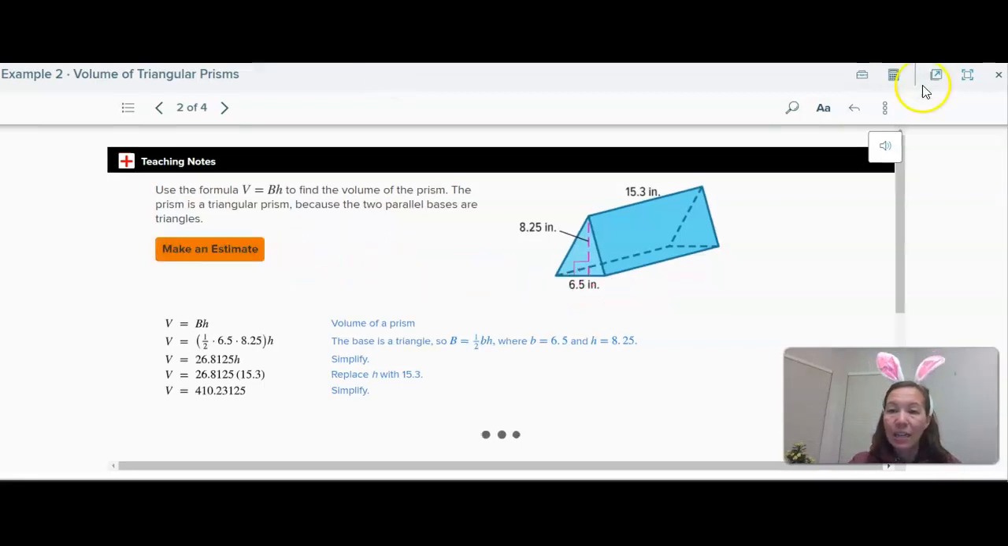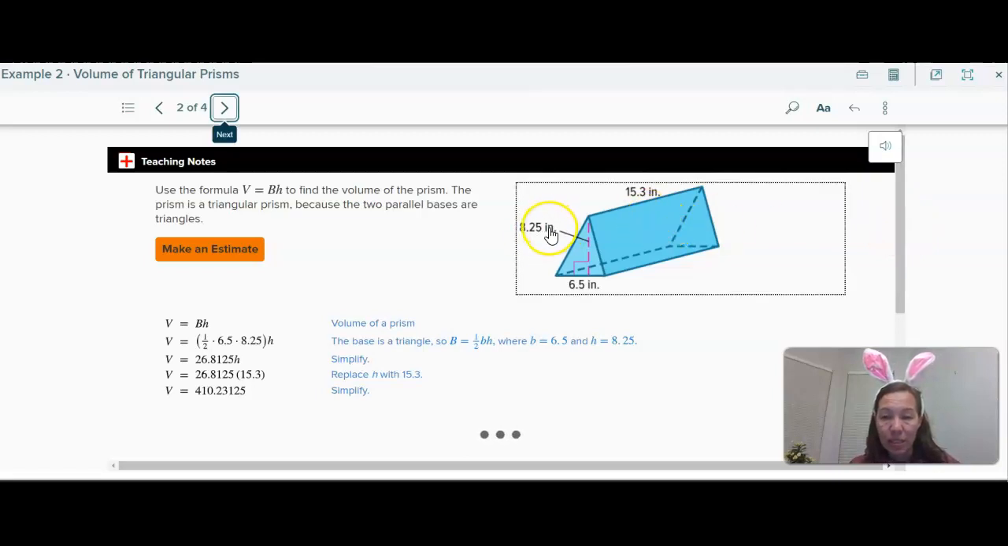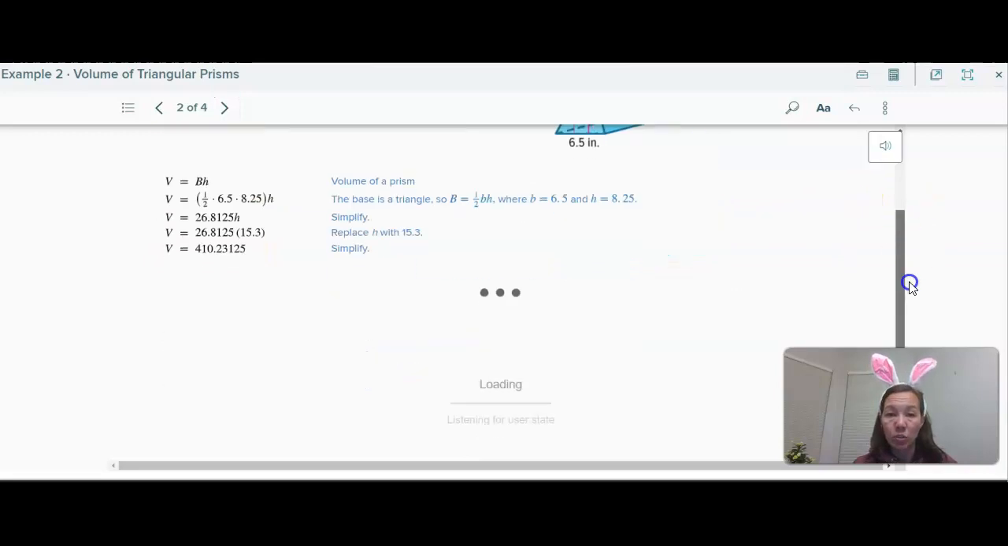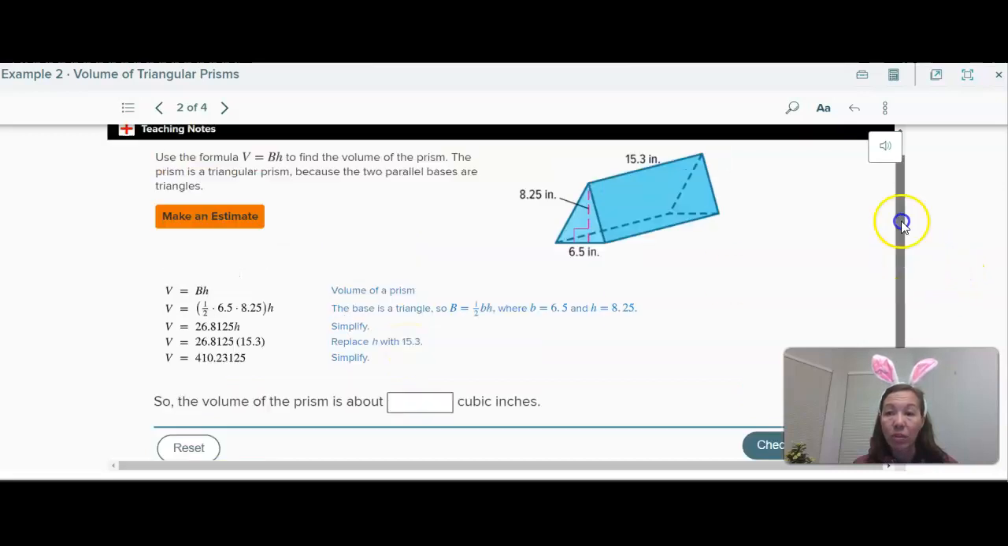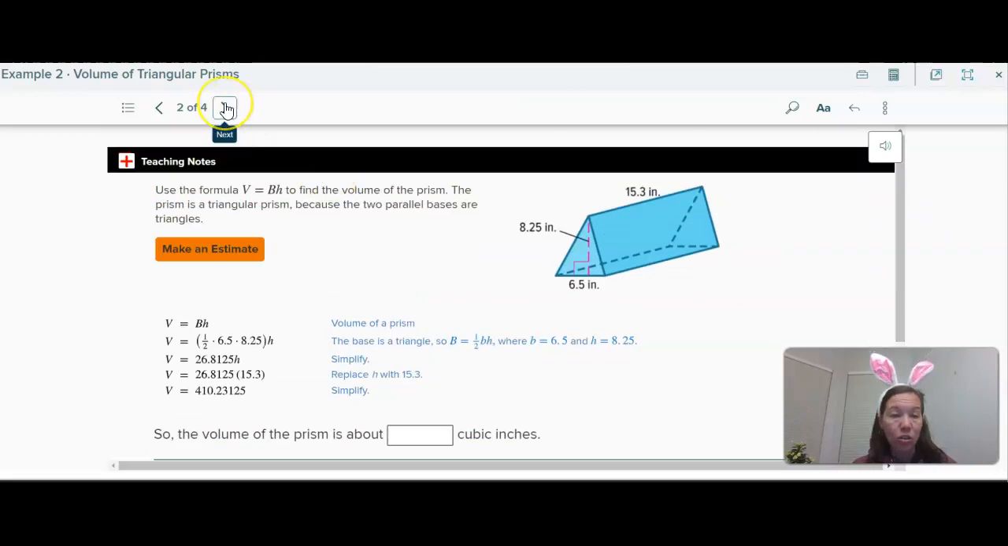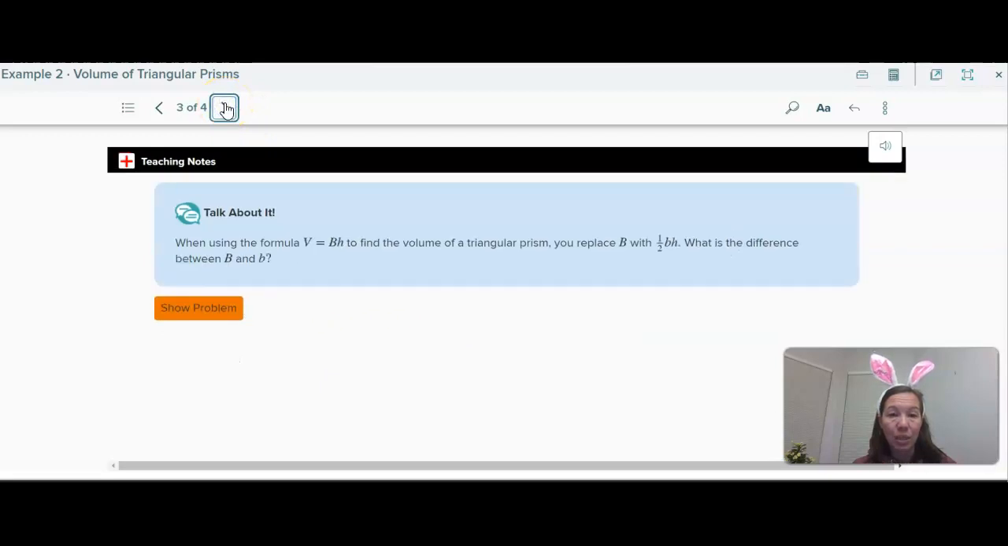410.23. And again, the unit here is, since this is inches, you can say cubic inches or inches cubed. So with area, we have square inches. With volume, we have cubic inches or cubic units, whatever it happens to be. Okay.